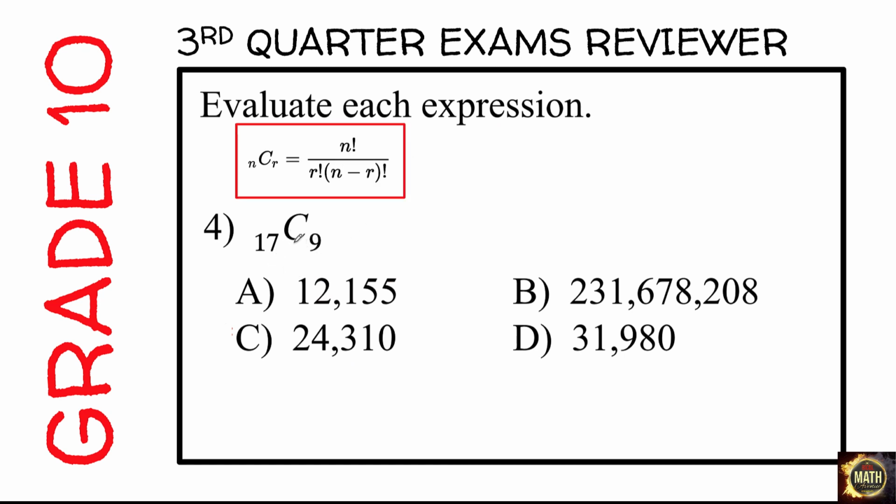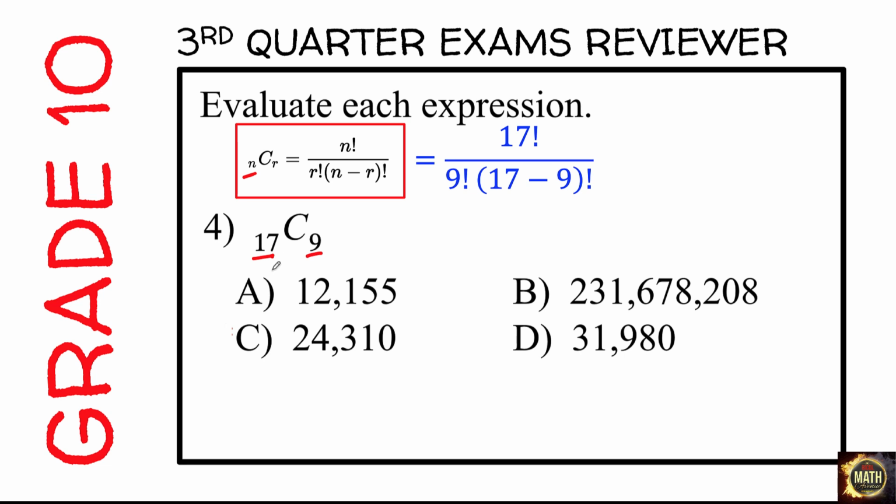Meron pong formula para makompute ang combination. Ito po yung n combined r at a time equals n factorial over r factorial times the quantity n minus r factorial. So ang ibig sabihin po nito is yung 17 ay ang value ng n. Ito yung number of items sa bigger set. Yung r natin ay yung 9. Ito yung kung ilang items ang kukunin natin galing sa mother set.